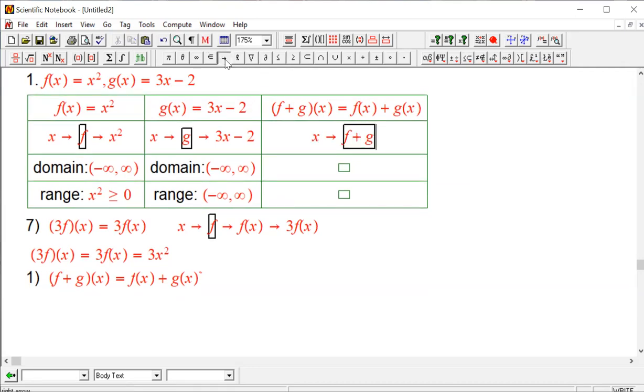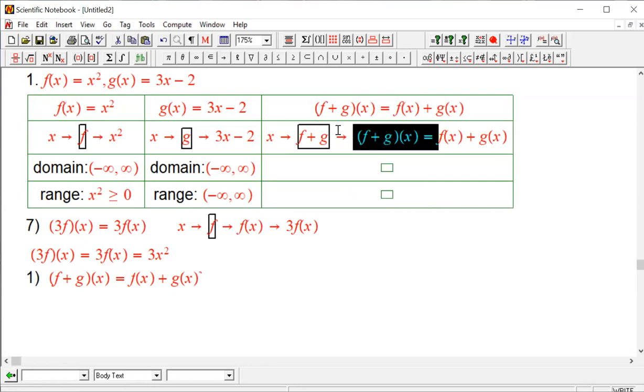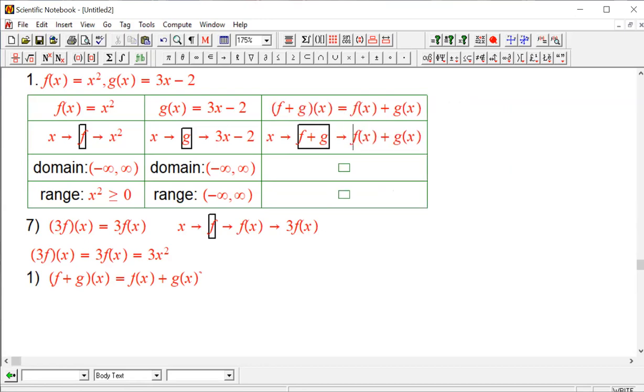Okay, and the output is going to be f of x plus g of x, right? It's going to be f of x plus g of x. That's it. Okay, so these are just for our understanding as far as how much work you need to show. And f of x is x squared plus g of x is 3x minus 2. Then you're done. Okay, subtracting, I'm going to pass.